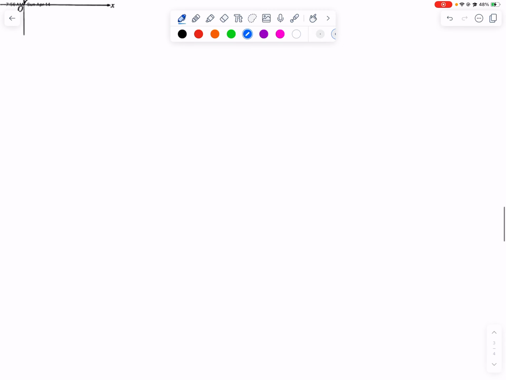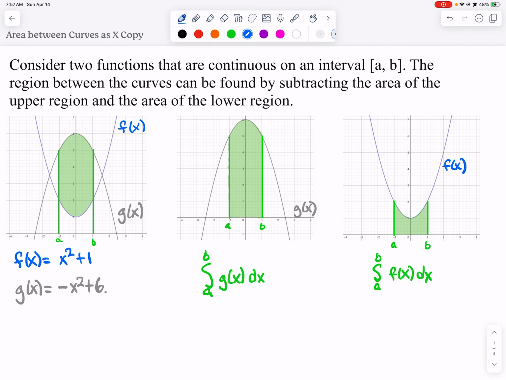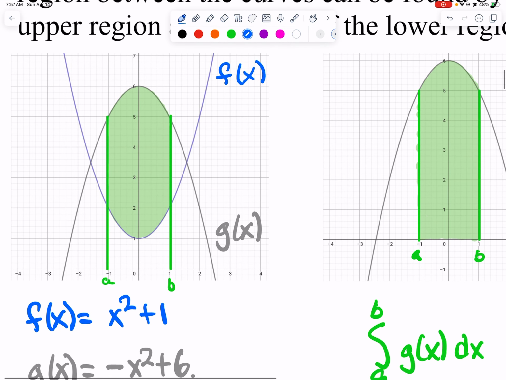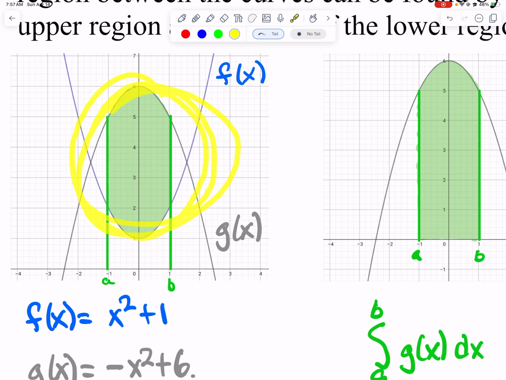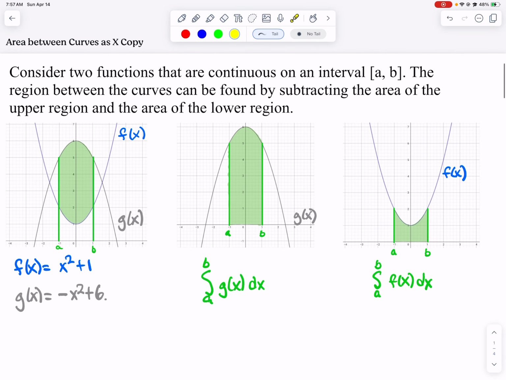But to build off that, we're going to talk about looking at two functions and how we can find this area between them, this green area here. So what I got down there says this: consider two functions that are continuous on the interval a and b. A being here, b being there, and for each one, they're all the same from -1 to 1, but in this case, I want to talk more generally.